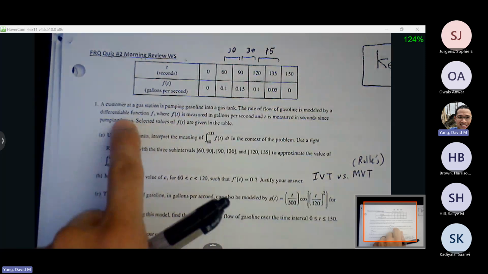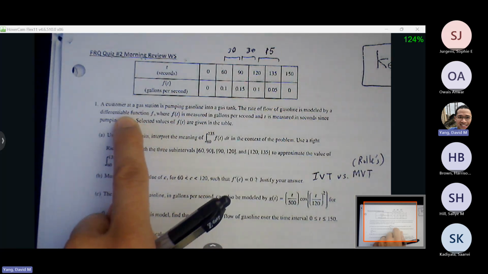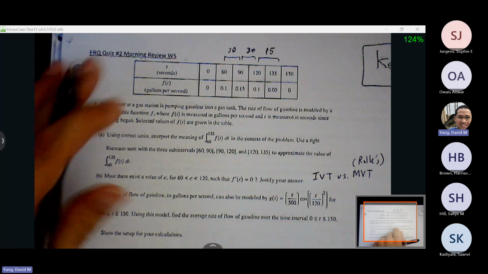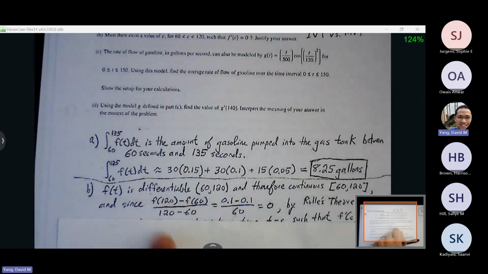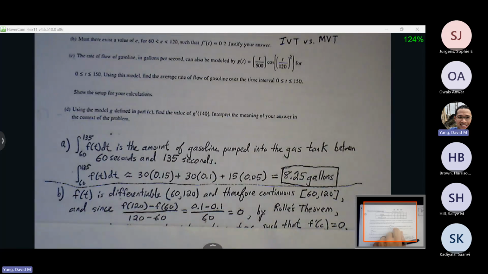Now, we know that this is a differentiable function, so it passes all the conditions that we need for the mean value theorem. It's differentiable, and if it's differentiable, it's got to be continuous, and it fulfills the conditions for the mean value theorem.